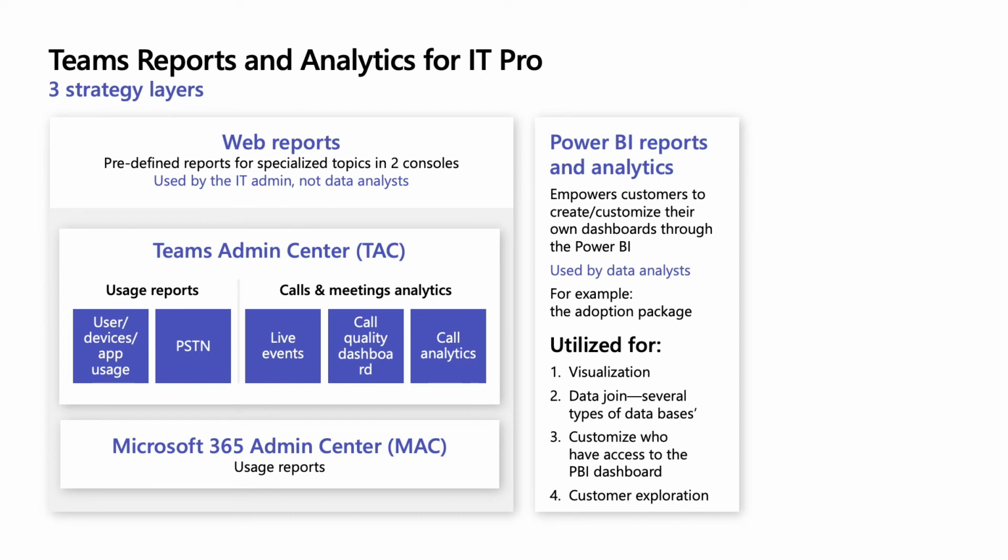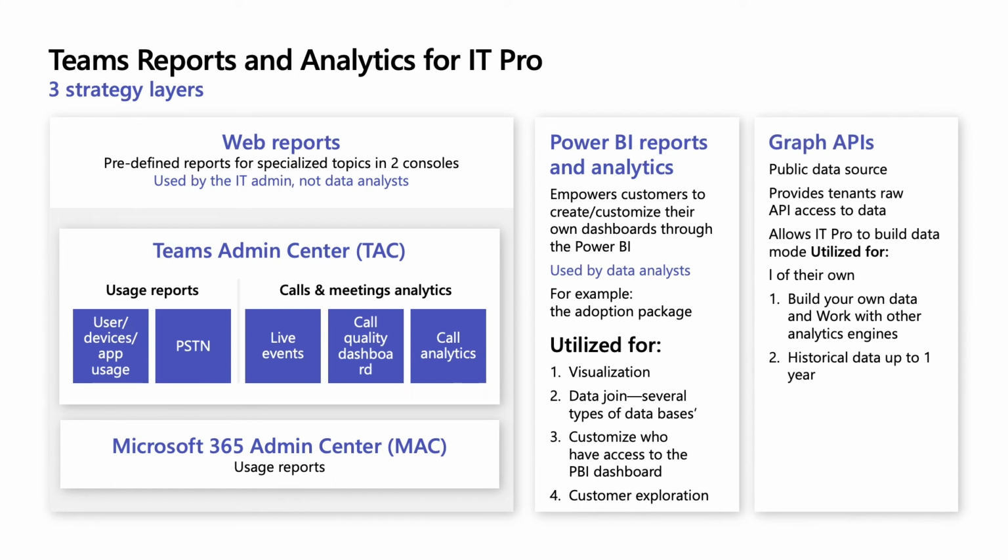The third layer is the Graph APIs. Microsoft Graph APIs offer a single endpoint, which is a public data source. It provides access to rich people-centric data and insights that are exposed as a resource of Microsoft 365 services.